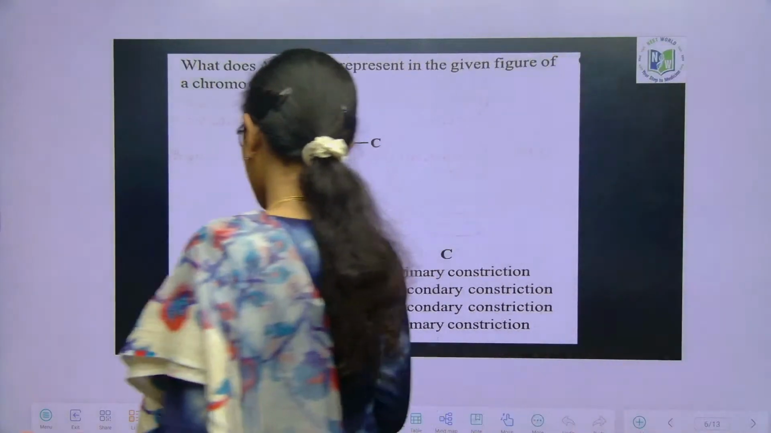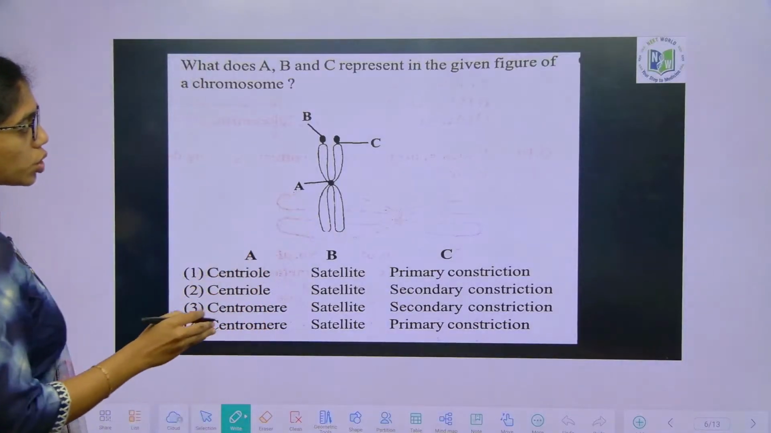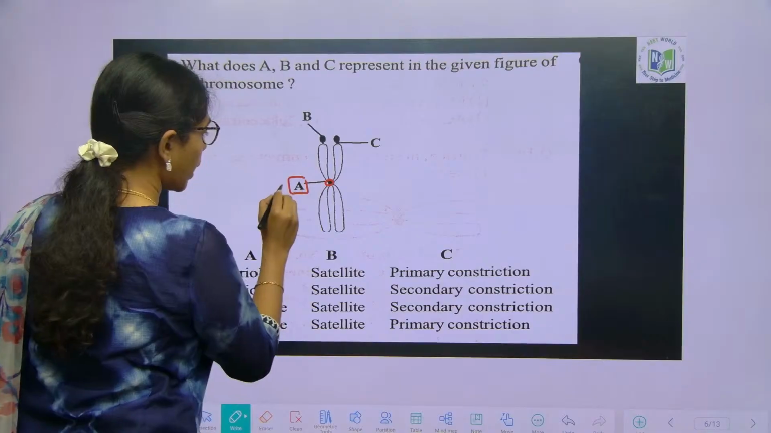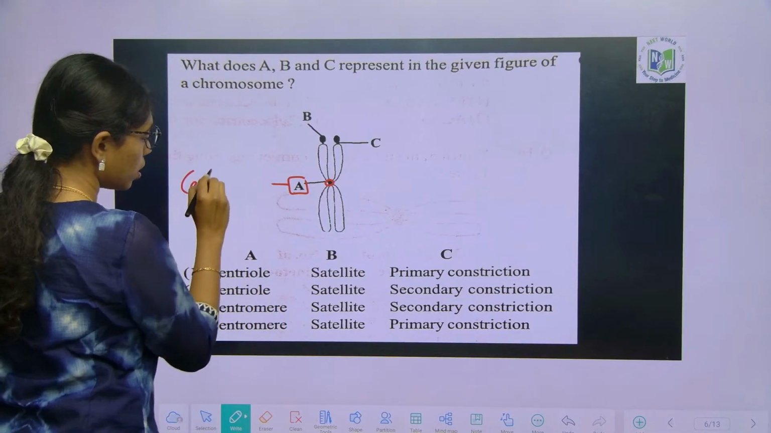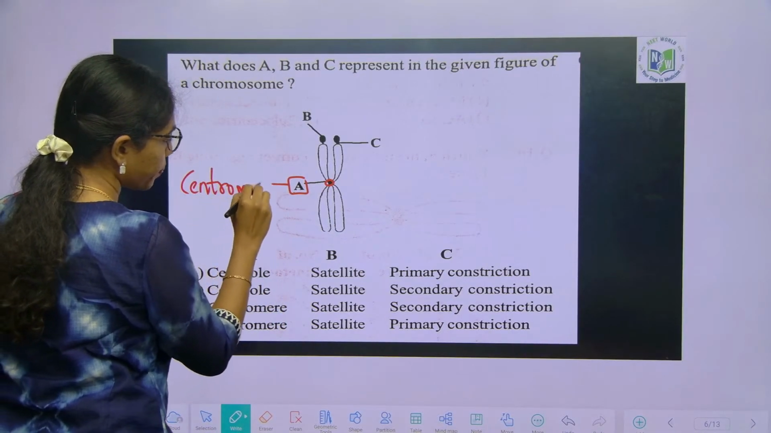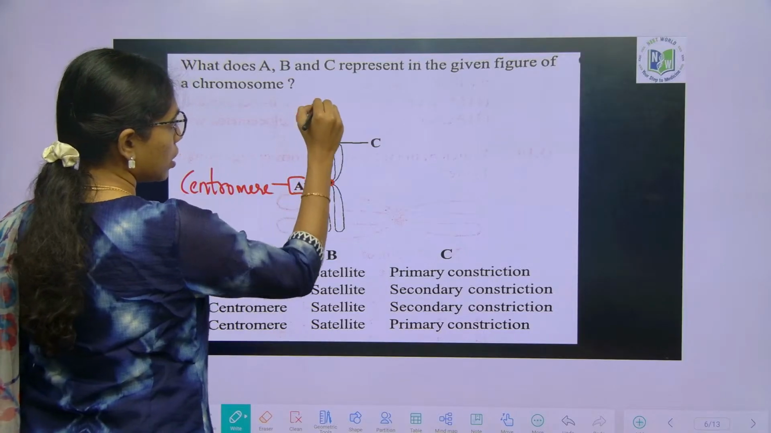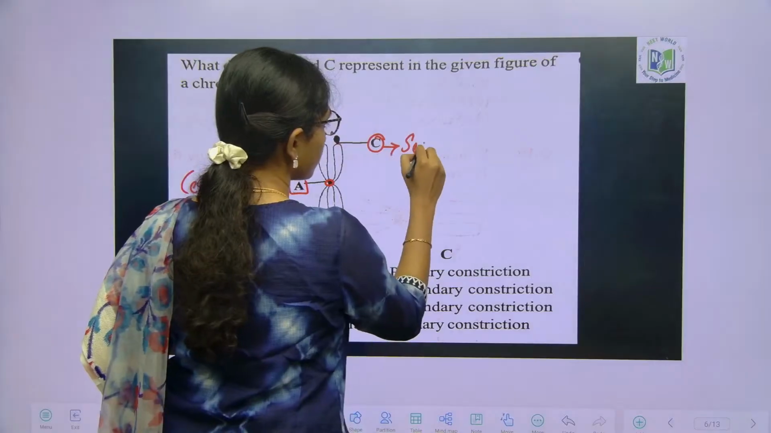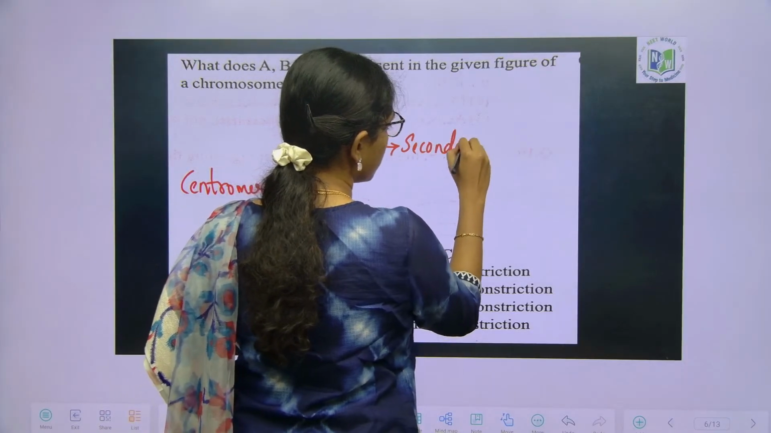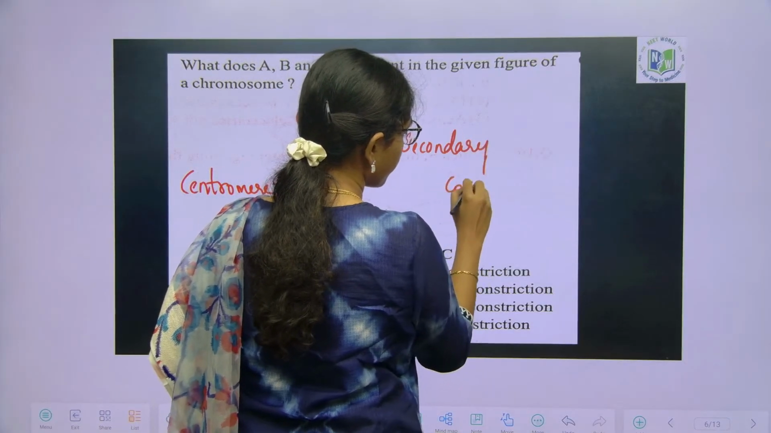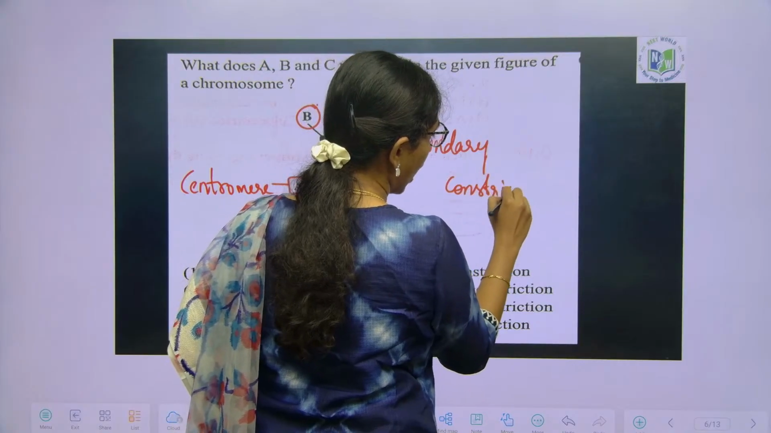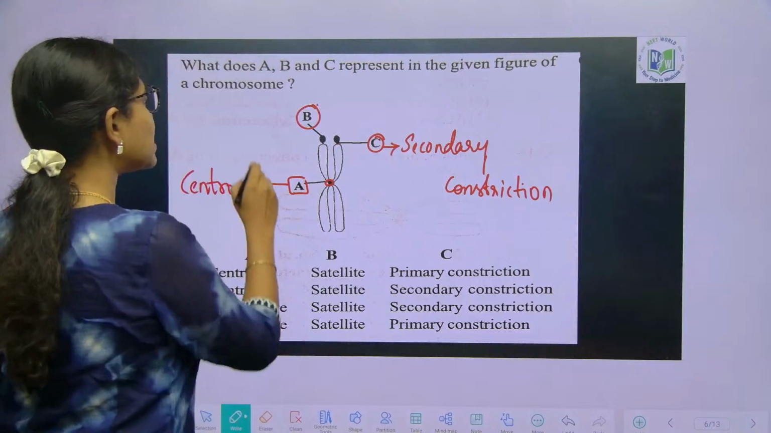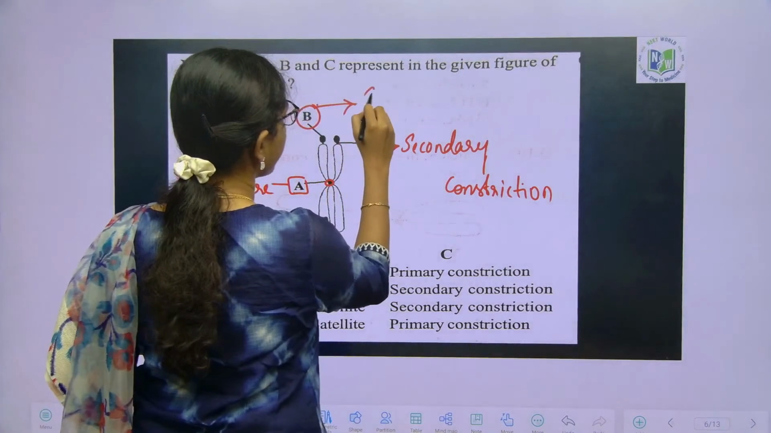Same type of question from chromosome structure itself. This is what? Primary constriction or centromere. This is the secondary constriction. Above which you have repetitive sequences known as satellite DNA.